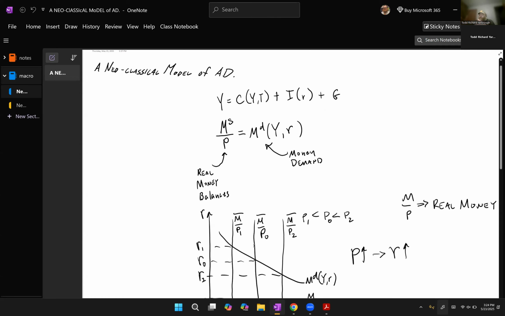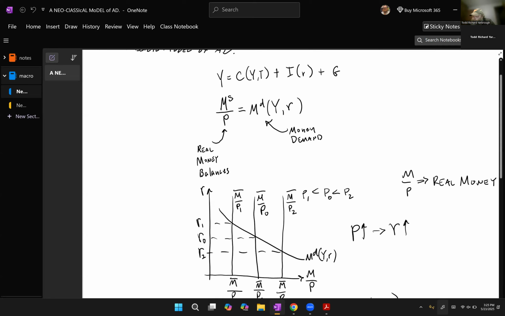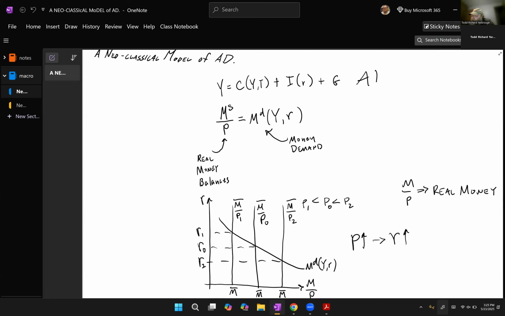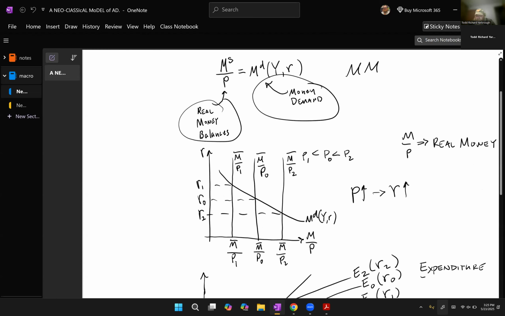All right. So we've done aggregate supply, right? Aggregate supply comes from the production function of the economy. We have not really developed aggregate demand. But now that we have the money market, we're actually able to do that. So let's start with this idea of aggregate demand and then the money market. The money market is in equilibrium with real money balances and money demand, okay?